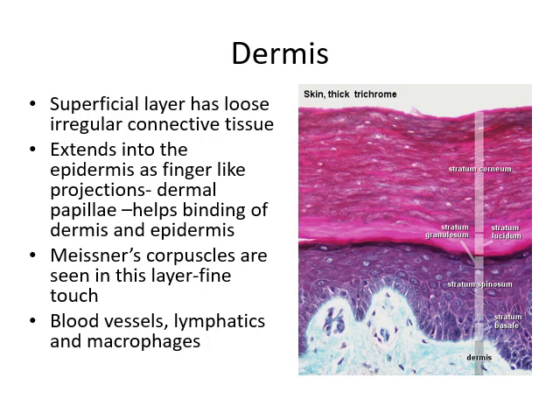You also find Meissner's corpuscles in the dermal papillae. They are very fine sensory cells which help you to feel touch. The sense of touch is given by the Meissner's corpuscles, the fine touch. Then of course there are blood vessels, lymphatics, and also macrophages.